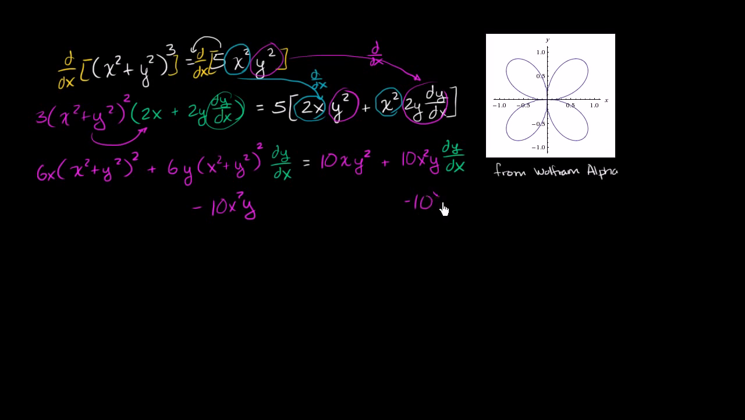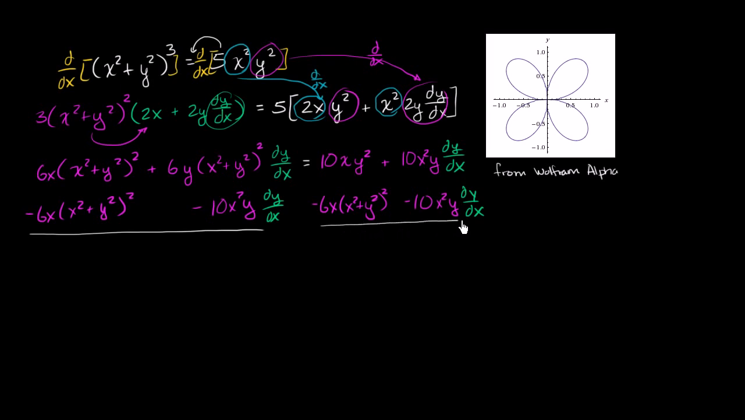10x squared y dy dx. Derivative of y with respect to x. Going to subtract that from both sides so that I can get it on the left-hand side. And then I'm going to subtract this business, this 6x times all this craziness, from both sides. So minus 6x times (x squared plus y squared) squared. Let me subtract it from here as well. Minus 6x times (x squared plus y squared) squared. And what are we left with?